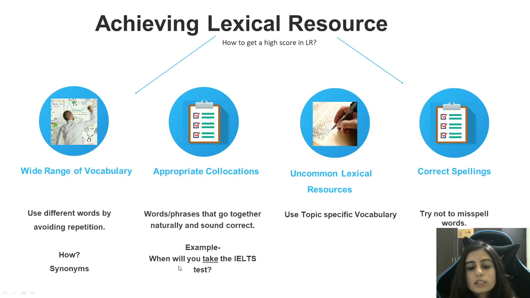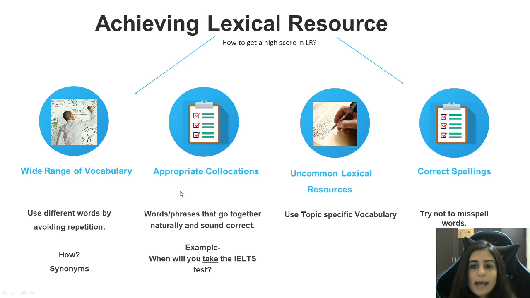One of the examples is, when will you take the IELTS test? This is the right usage of collocation. With test, you use the verb take instead of give. Some of you always say, I am going to give my test on 30th April, or I gave my test last month. That's incorrect. Sorry, I took my test last month is correct. I gave my test last month is incorrect. So instead of give, gave, or giving, you have to use take, took, or taking when talking about the test. Okay, so you have to make sure that you use appropriate collocations.